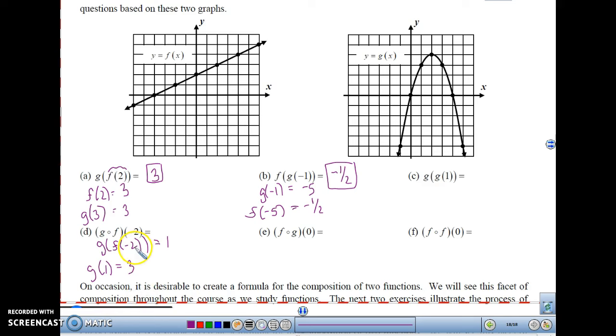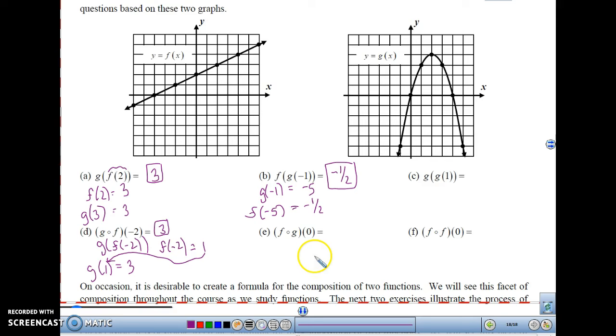So f of negative 2, I should fix this. f of negative 2 is equal to 1, and then the 1 became the input here. So g of f of negative 2 is equal to 3. It seemed to like 3's today.